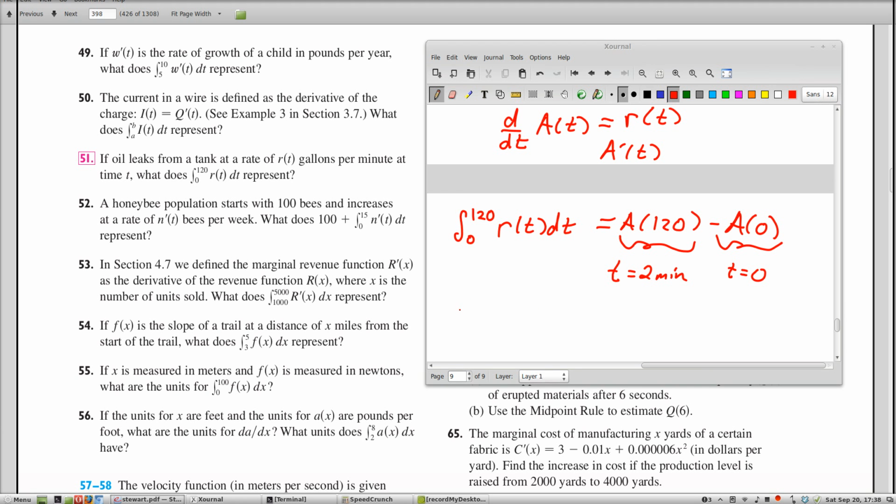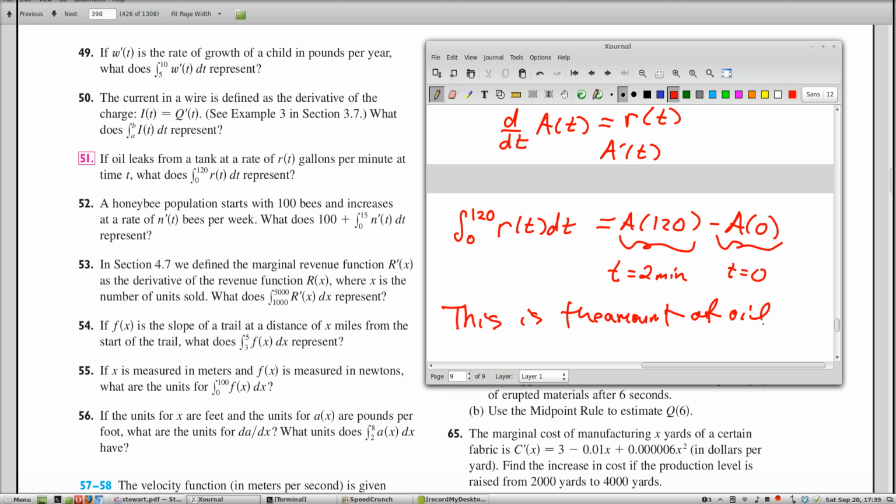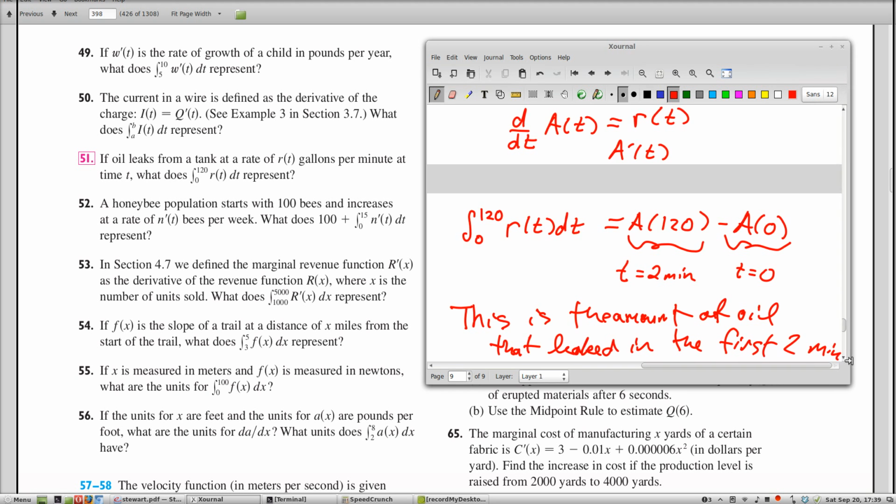The answer is supposed to be a sentence in English. And so let's write it. This is the amount of oil that leaked in the first 2 minutes. And try to do it with better handwriting than me if you can.